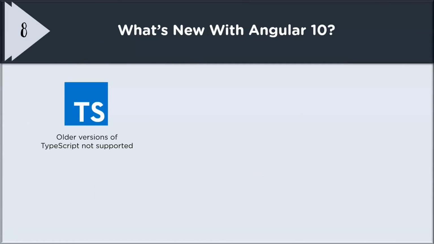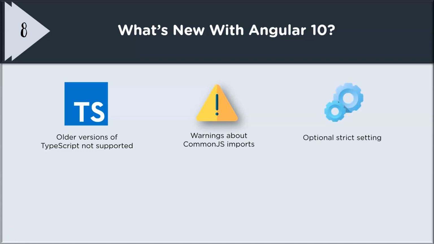First up is that older versions of TypeScript are not supported. Previous versions of Angular supported TypeScript 3.6, 3.7, and even 3.8. But with Angular 10, TypeScript bumped to TypeScript 3.9. Warnings about common JS imports. Now, logging of unknown property bindings or element names in templates is increased to the error level, which was previously a warning. Angular now supports an optional strict setting, which offers a stricter project setup when you create a new workspace. There's an addition of ngCC features with a program-based entry point finder.